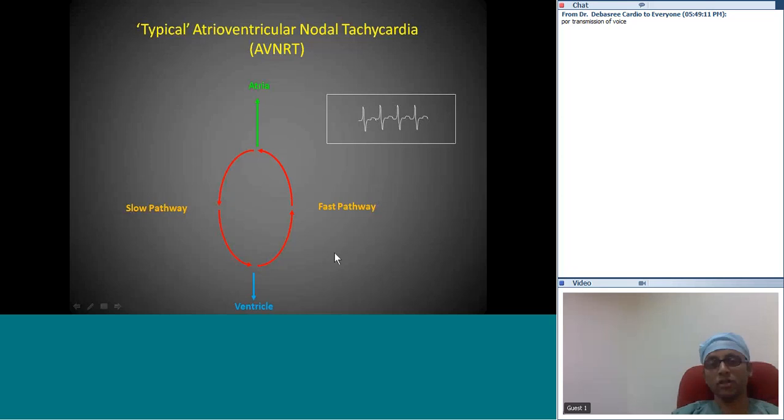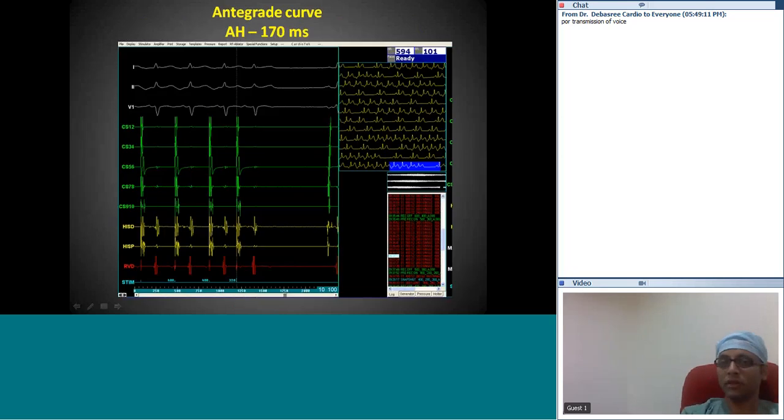So how do we do this in the lab? So here I am placing the CS56 as I showed you before, or you can place any of the CS electrodes. Ideally CS56 or 78 because it is nearby to your His. Or you can place your high right atrium. Does not matter. So I am giving here an extra stimulus at 320 milliseconds.